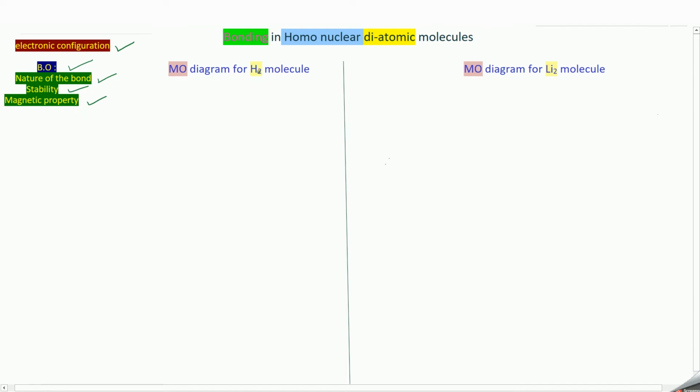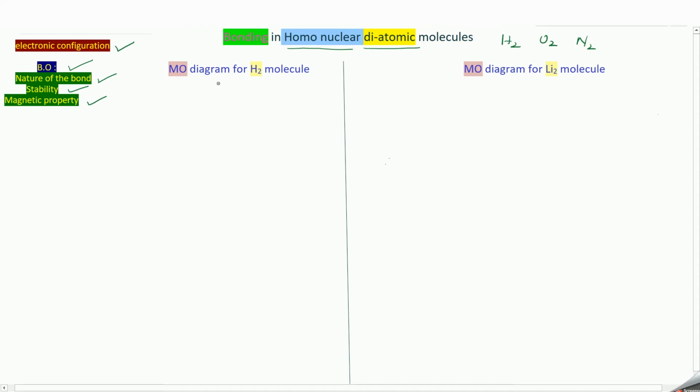In this video we are going to write the molecular orbital diagram for some of the homonuclear diatomic molecules, and we are going to get these informations from the diagram. Homonuclear diatomic molecules means molecules with two atoms, and those two atoms are of the same type. They are called homonuclear diatomic molecules. Examples are hydrogen, oxygen O2, and N2. These are the examples of homonuclear diatomic molecules.